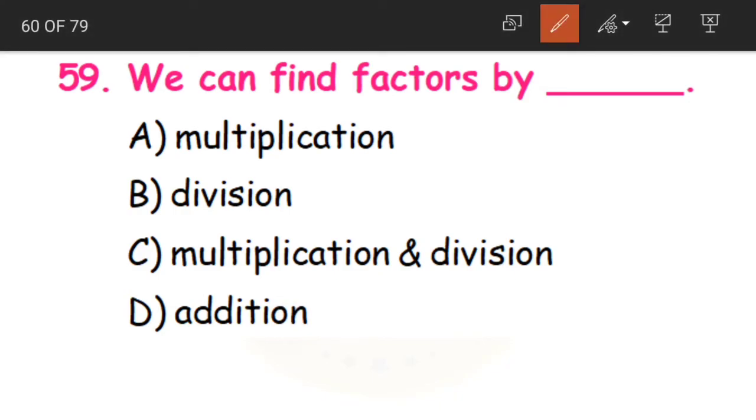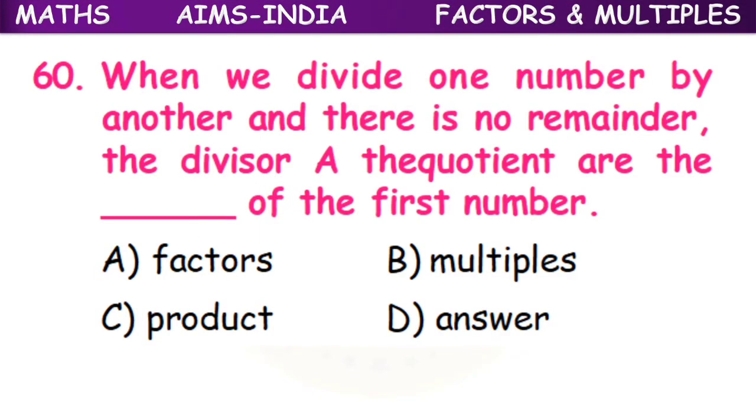Till now you might know how to do the factors, right? We can find out the factors by both multiplication and division. Yes children, we use both multiplication and division to find out the factors. Next question 60. When we divide one number by another and there is no remainder, the divisor and the quotient are the dash of the first number.